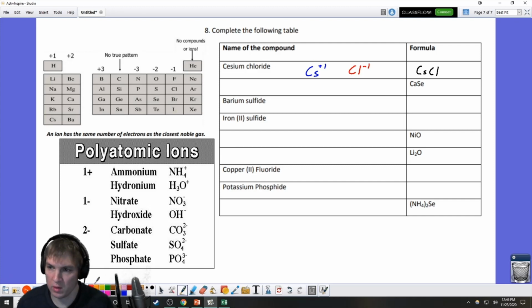For the second one, we have CaSe. So for naming them, we're kind of working backwards now. Remember that the metal actually doesn't change name. The first part doesn't change its name. So it's going to be calcium.